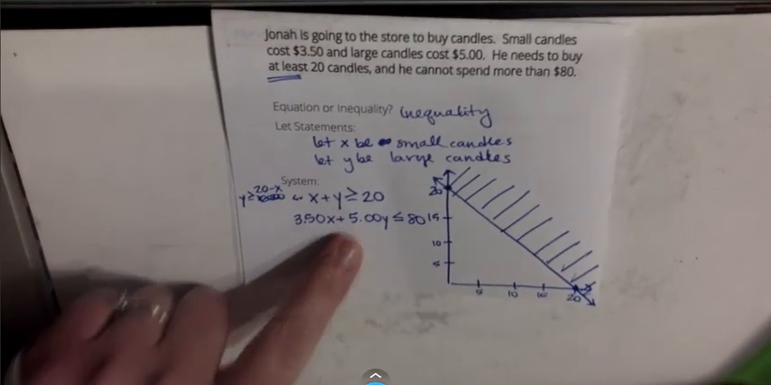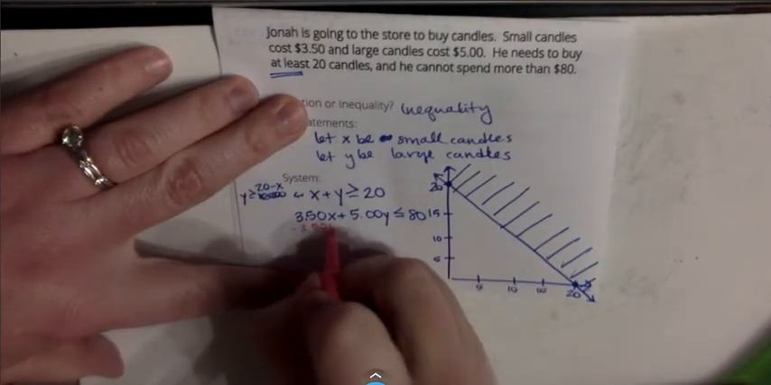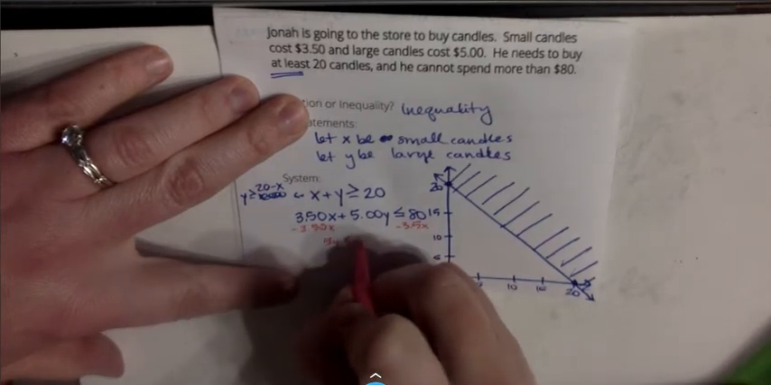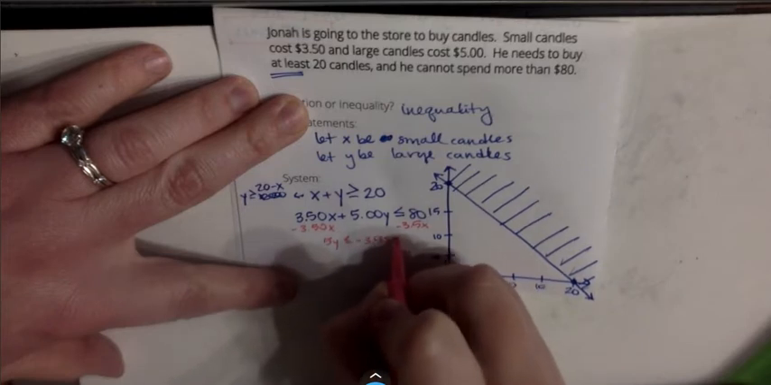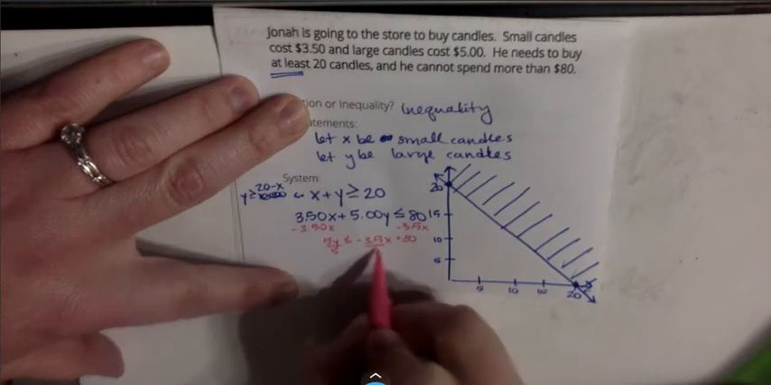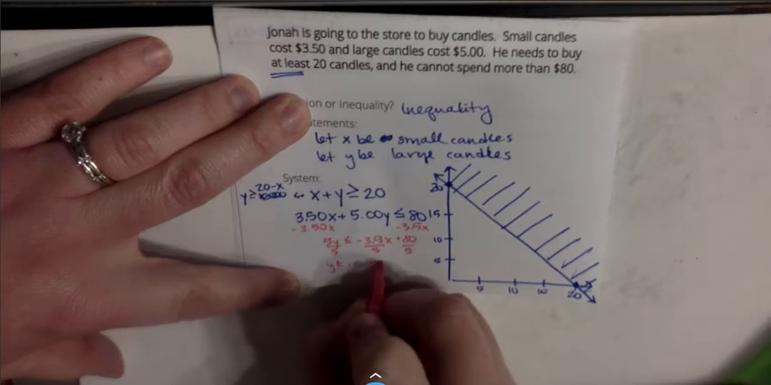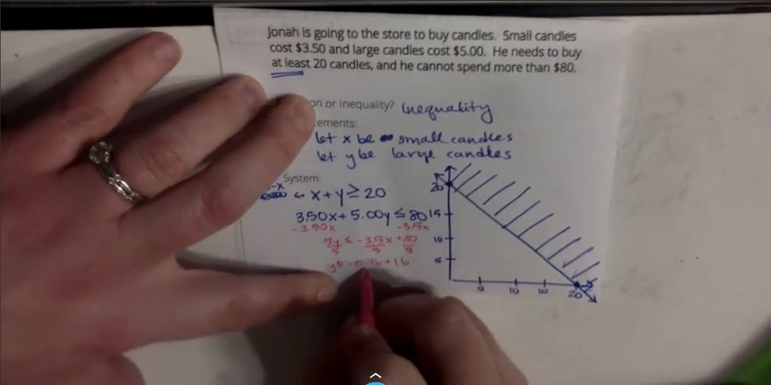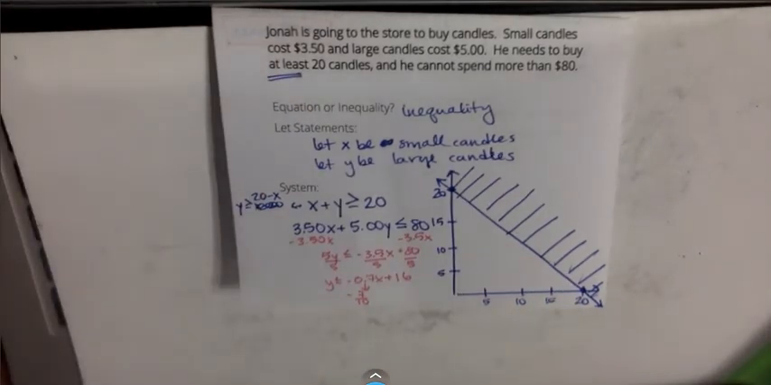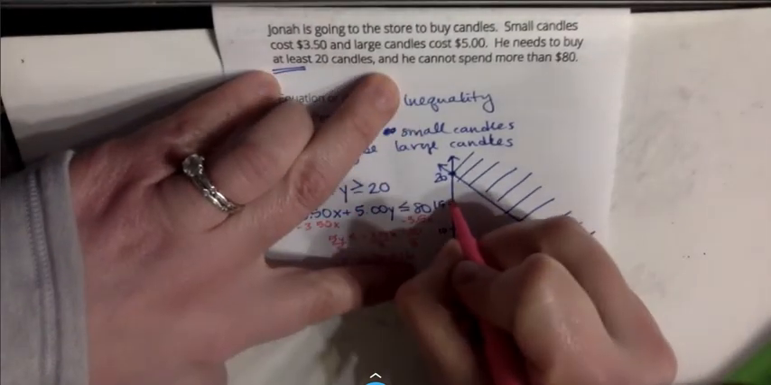Now let's look at this next one. I need to turn this into slope-intercept form as well. It's going to take a little bit more work. 5y is less than or equal to negative 3.5x plus 80. I'm going to divide by 5 on everything. So I get y is less than or equal to negative 0.7x plus 16. And technically that slope is negative 7/10. I wanted to look at that slope as a fraction because we love fractions and we're good at them.